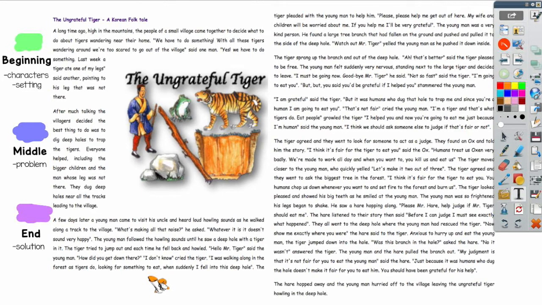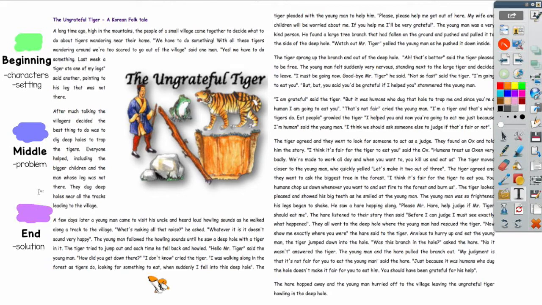Okay, guys, we're going to read a fictional story, which is a folk tale from Korea. It's called The Ungrateful Tiger. Now, you may notice on the side of my page, I did some writing or typing in this case. As a reader, it's so important to annotate on your text. Annotate means to mark on your text. So, in this situation, I would like to do three different colors to indicate the beginning, which is green, the middle, which is blue, and the end, which is purple.